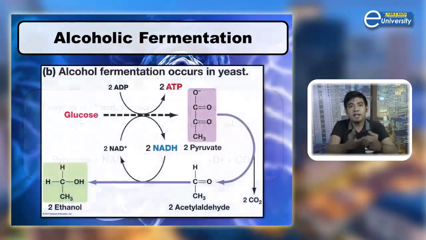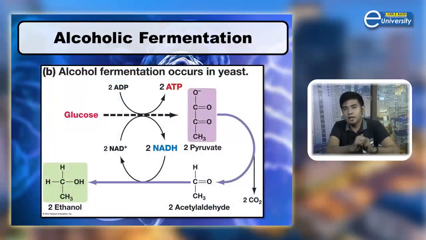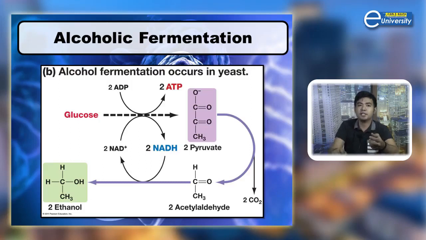So I have here the diagram of the alcohol fermentation. The glucose molecule again was divided into pyruvates, releasing two molecules of ATP and producing carbon dioxide molecules. These carbon dioxide molecules are stored as bubbles inside the bread, providing the spaces, making the bread rise.